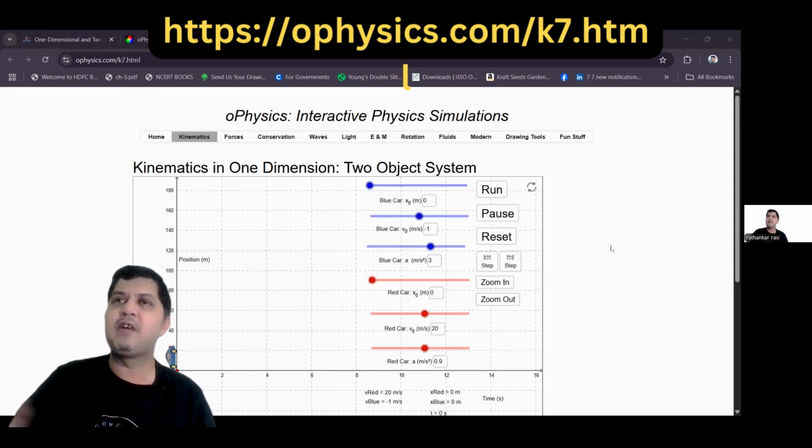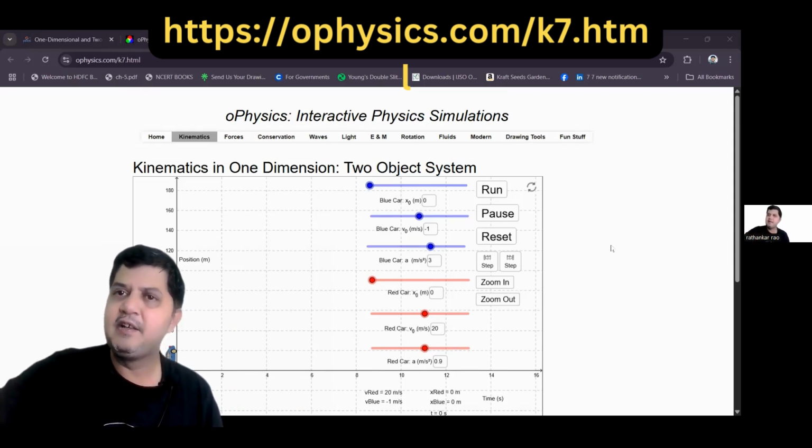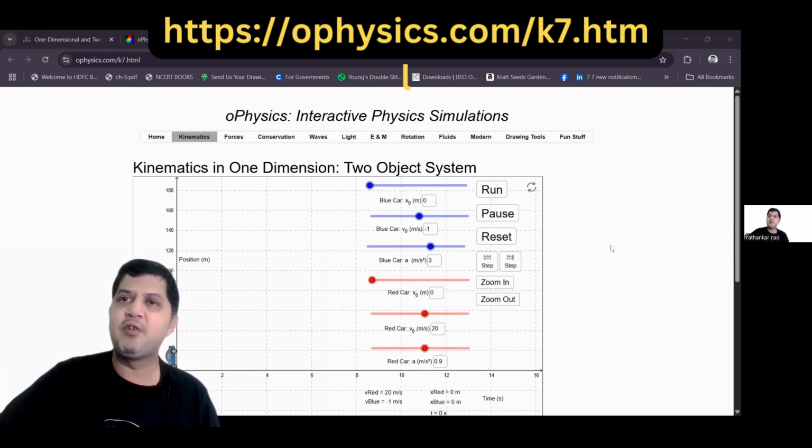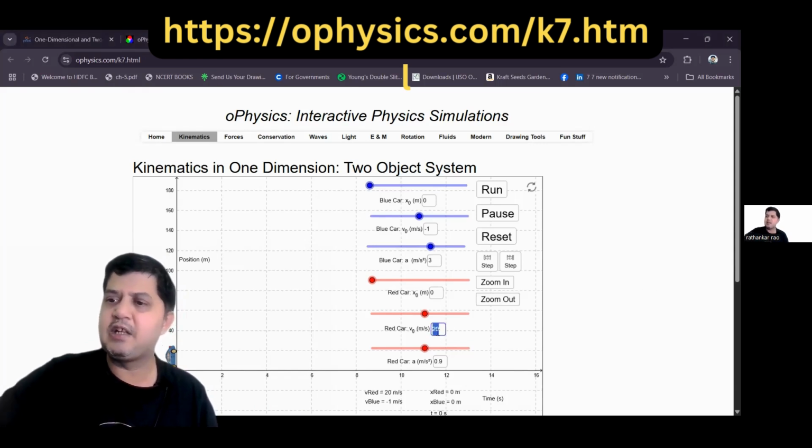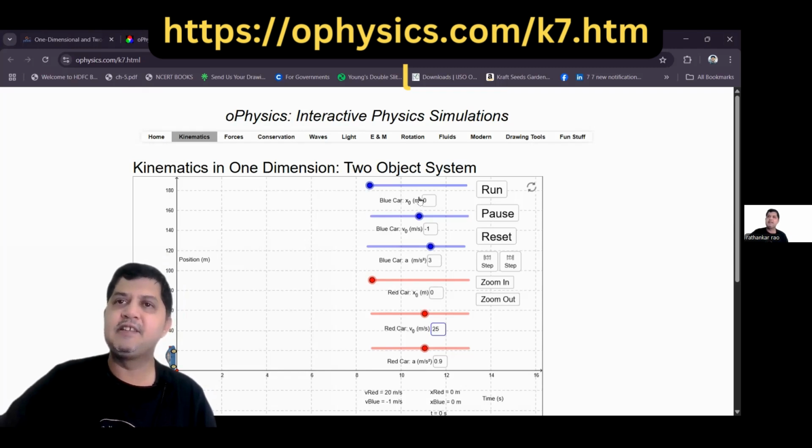Now, 80 kilometer per hour, I need to convert it into meters per second. So this should be 80 multiplied by 5 divided by 16, which will be around 25 meter per second. So what I will do is keep this car at 25 meter per second, and this is at 0.